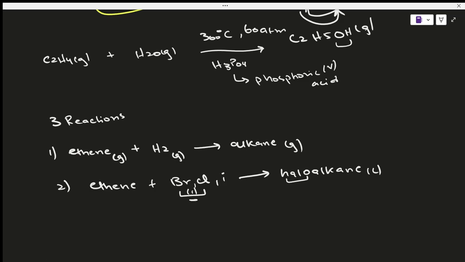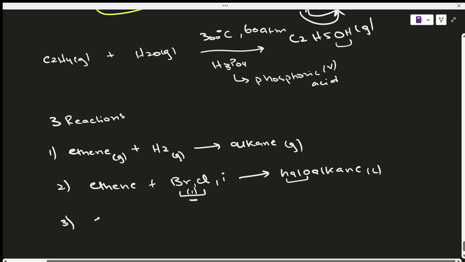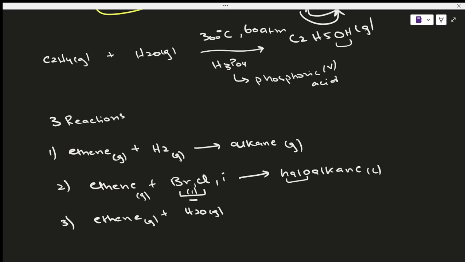Now the third reaction: you start off with an ethene molecule and react it with water, or you can say steam. This is both gas; I forgot the state symbols. And you end up with an alcohol, that is also in a gaseous state. So this is how this works. Perfect. I hope that's clear.